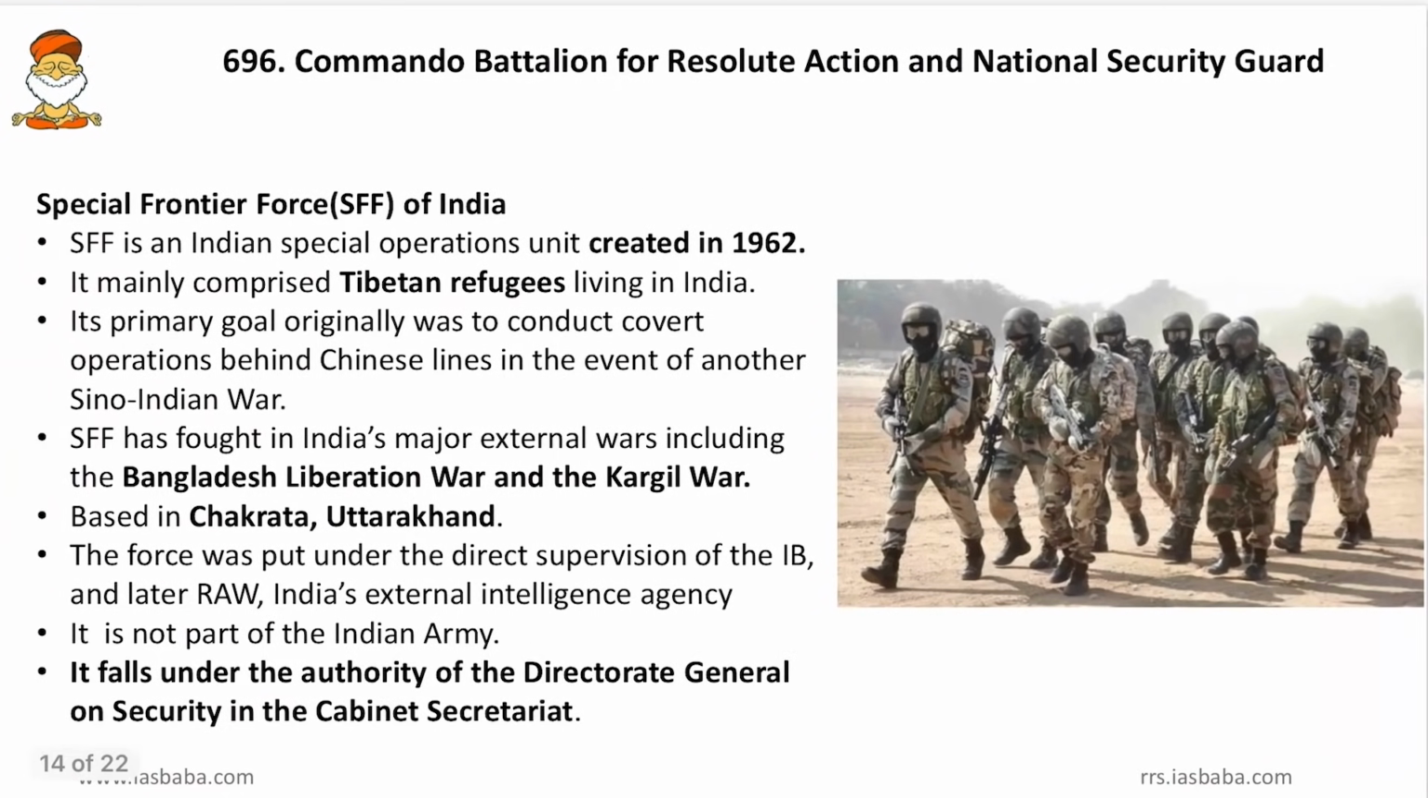Then come to next, the Special Frontier Force. Friends, SFF is an Indian Special Operations Unit created in 1962. So even this was created after the Indo-China War, just like the ITBP. Then it mainly comprises Tibetan refugees living in India. So mainly Tibetan people are the members of this force. Its primary goal originally was to conduct covert operations behind Chinese lines in the event of another Sino-Indian war. So this was established as a backup in case an Indo-China war occurs in the future as well.